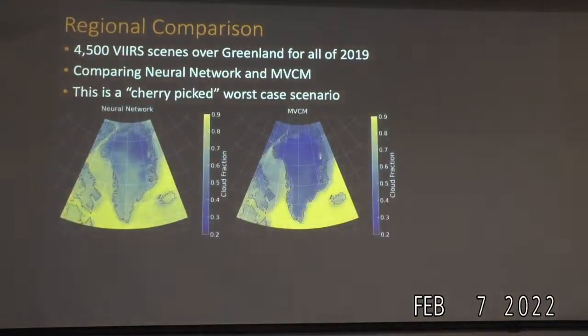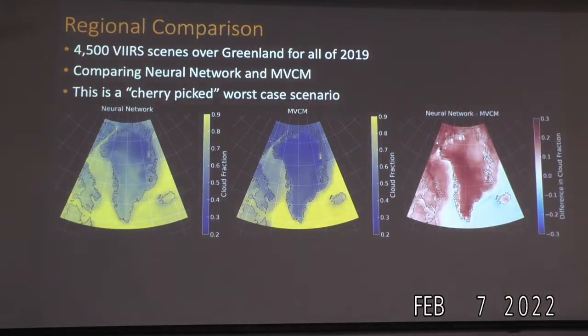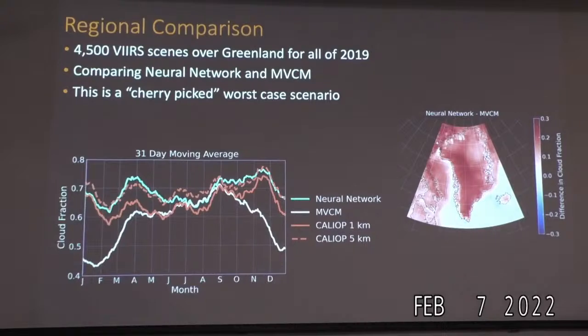Okay. This is mean cloud fraction for all of 2019 for the neural network. This is mean cloud fraction for all of 2019 for the NVCM. We'll look at the difference between these two. We can see these differences can be quite large, particularly over the Greenland landmass itself, where they can amount to around 30% cloud fraction. So we'll look at a time series of this.